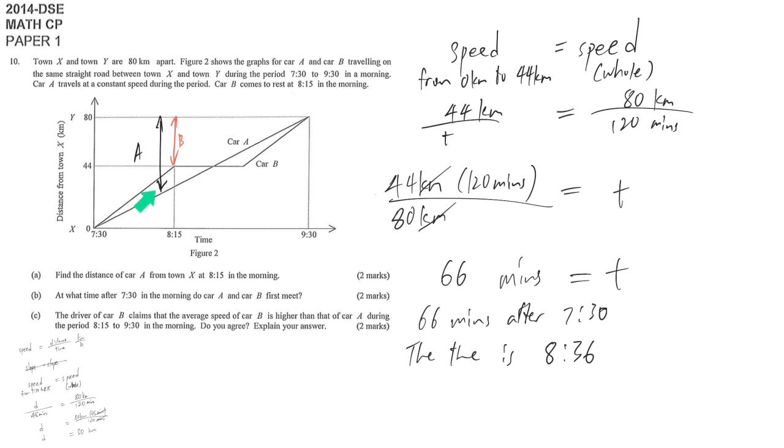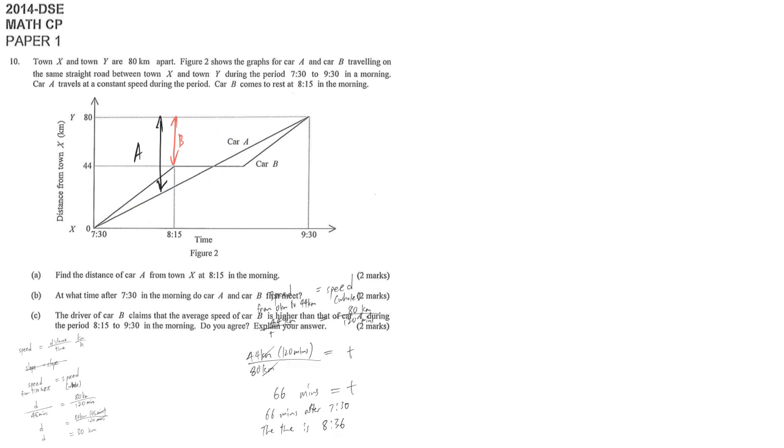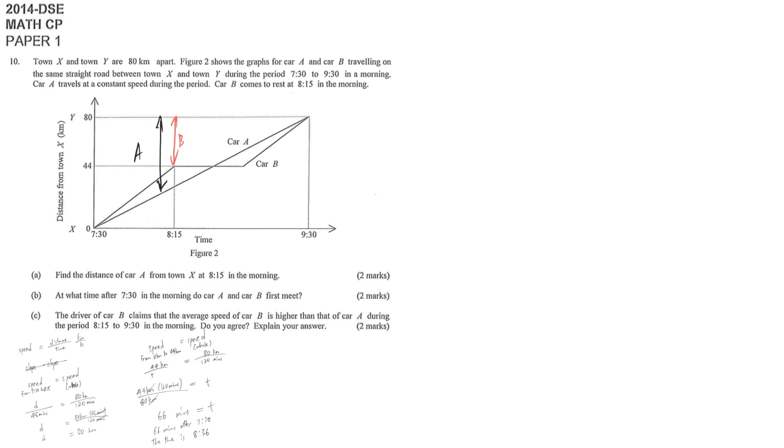But of course, for clear presentation, I would suggest you calculate the speed of car A and also the speed of car B for easy comparison. It's not easy for you to use sentences to describe it very clearly. So for part C, what we are interested in is the speed of A. It's a fixed speed, so it's the same as the whole journey speed. It's still 80 km divided by 120 minutes.